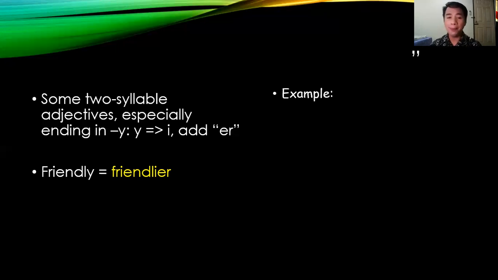Example, how will you use this in a sentence? My cousin is friendlier than me. Okay? So that's how you compare the two persons. So that's the rule. So remember.